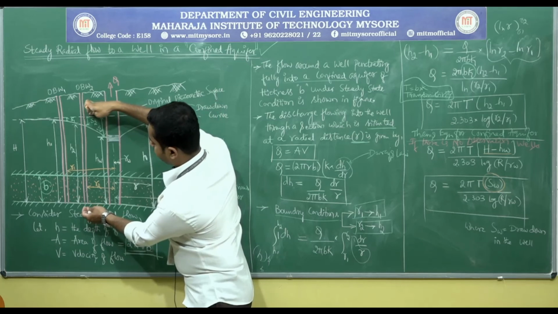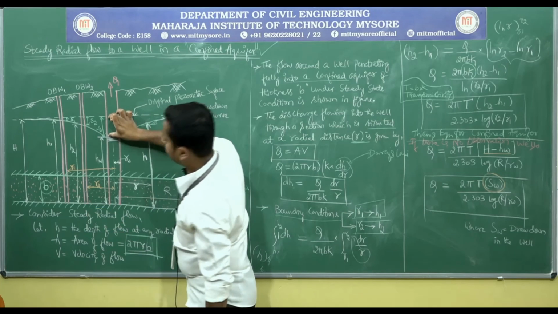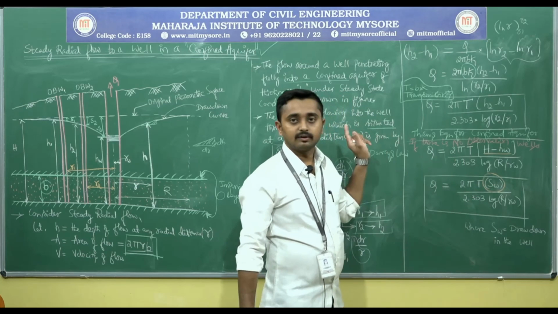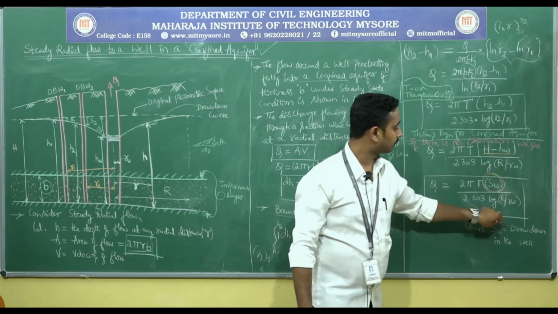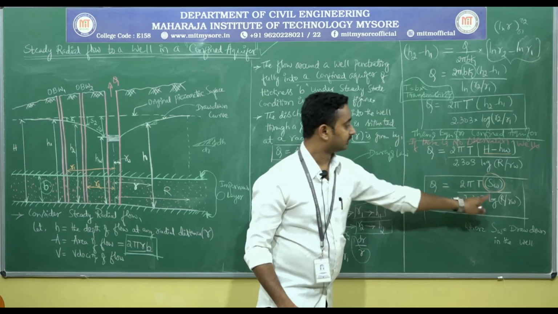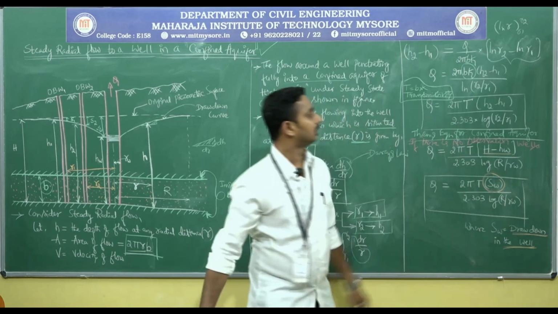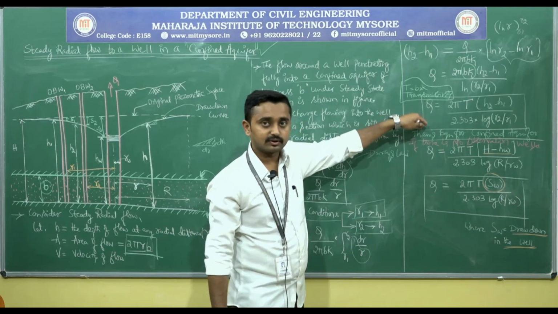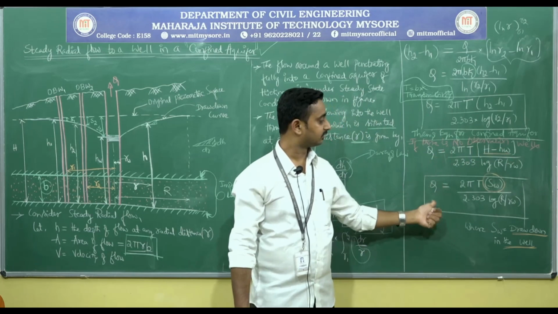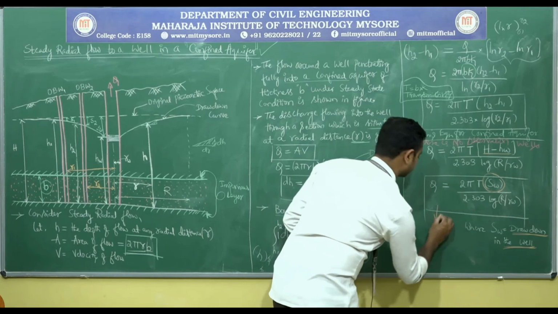This is H, from here to here it is H. H minus Hw gives you sw, the drawdown. So this term is replaced by sw divided by the same thing, 2.303 log of R by rw. Here sw is nothing but the drawdown in the well. This is the modified Thiem's equation for confined aquifer; in case there is no observation well, this is the final result. And again we can call this Dupuit's equation.